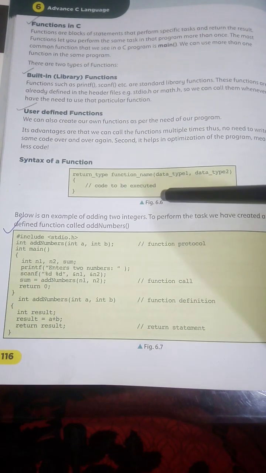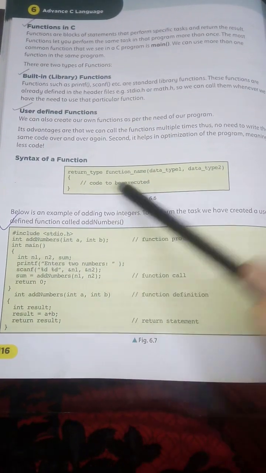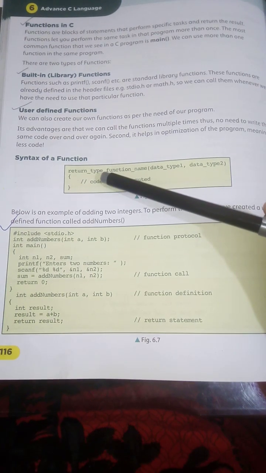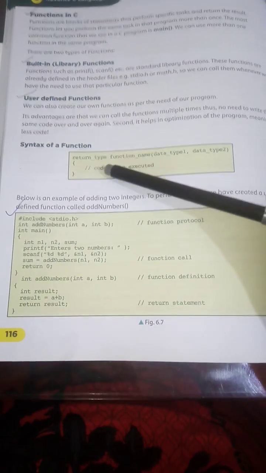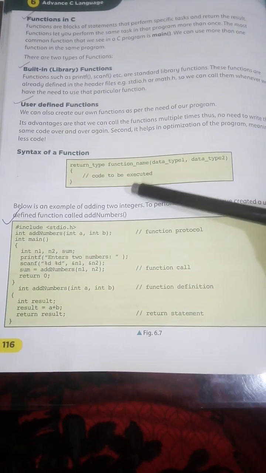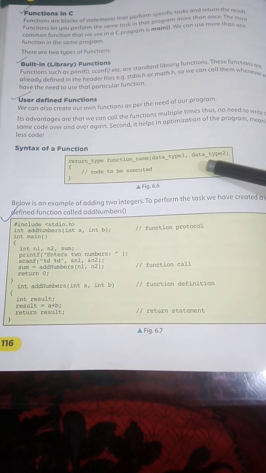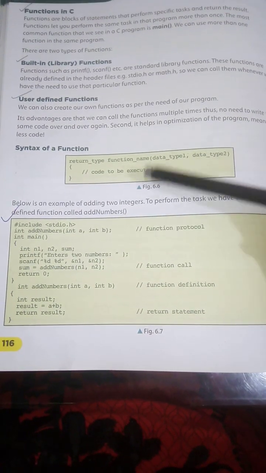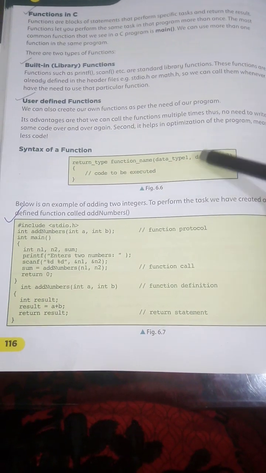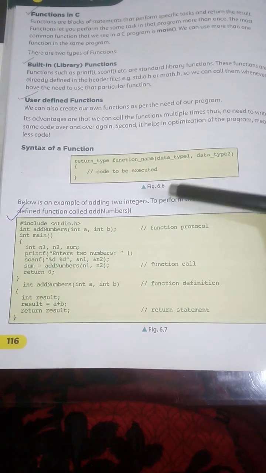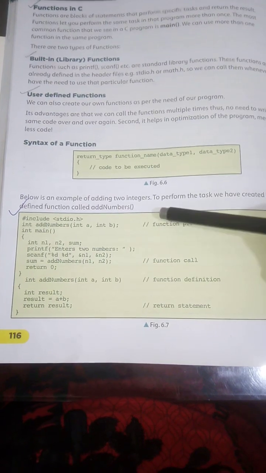Now what is the syntax of a function? Firstly, there is the return type, that is the return type of the output, right? Then the function name, and then we have the data type of the input, and then the code to be executed. This is the syntax of a function. Now we are going to discuss an example of it.